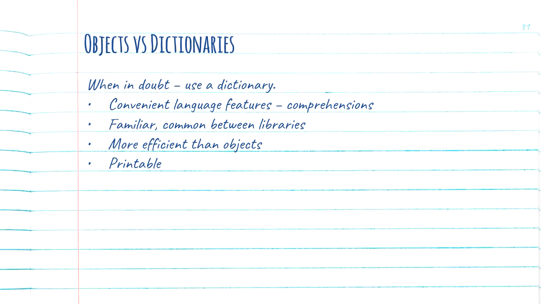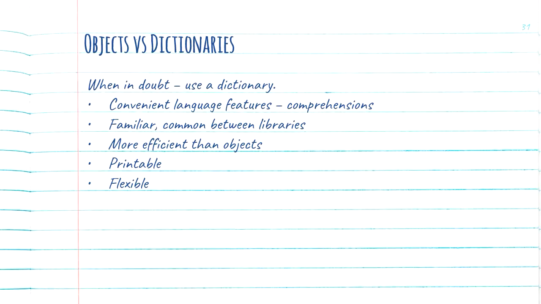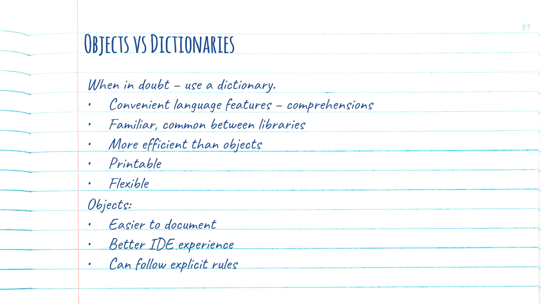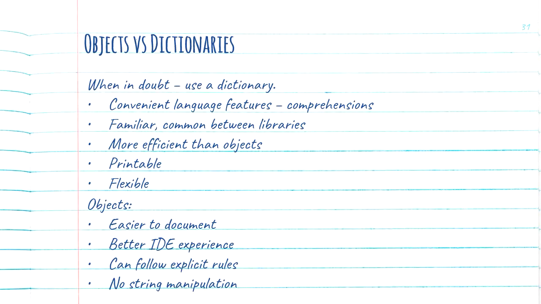Therefore, the print statement is still a very common debugging tool, and we should make sure we can facilitate that. And they're very flexible. However, objects have some of their own advantages. They're easier to document, provide a better IDE experience. They can follow explicit rules, and we can implement various code under the covers for verifying different inputs. They don't require any string manipulation or passing around dictionary keys.